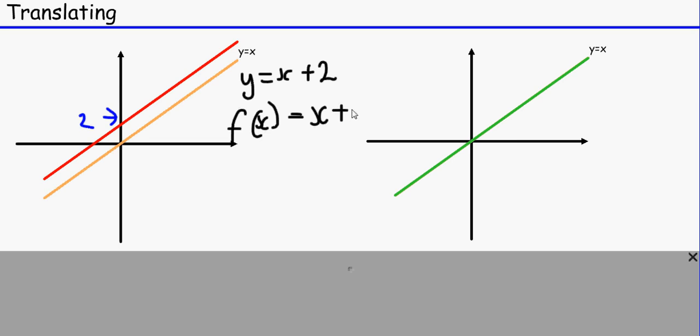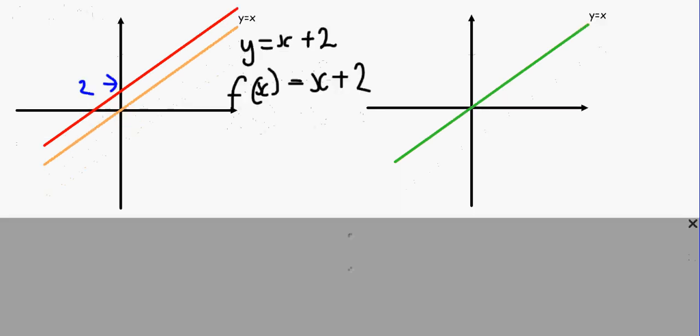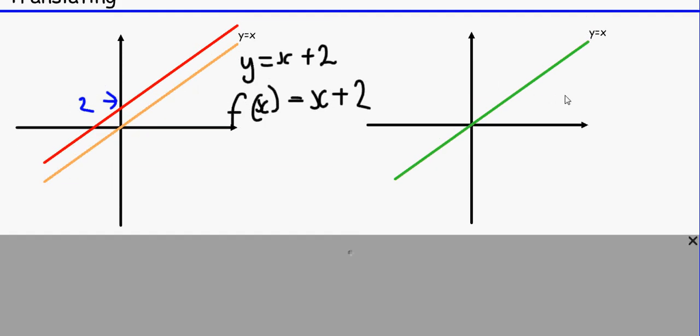Oh no, I was right, x plus 2. Okay, and so for that one, and for this one over here, if we wanted to move it on the x-axis, across the x-axis, we can write it as f of x plus 2, say for example, equals x plus 2.